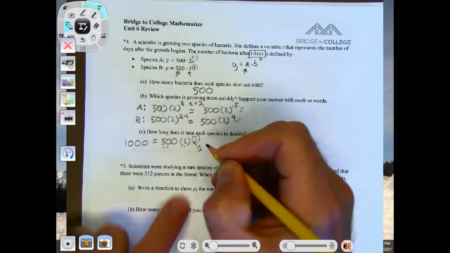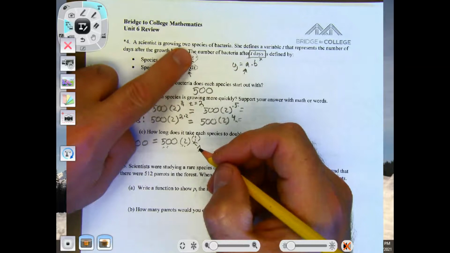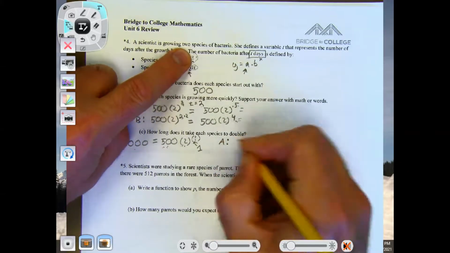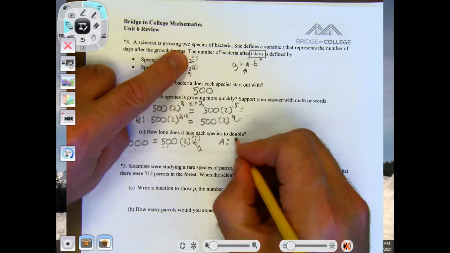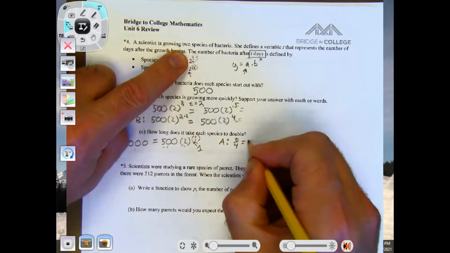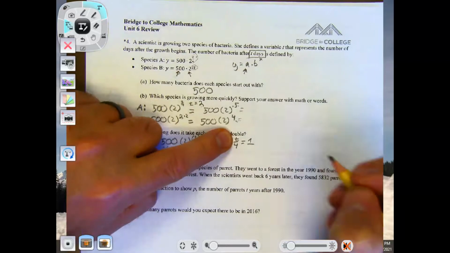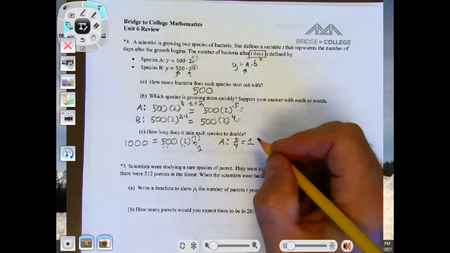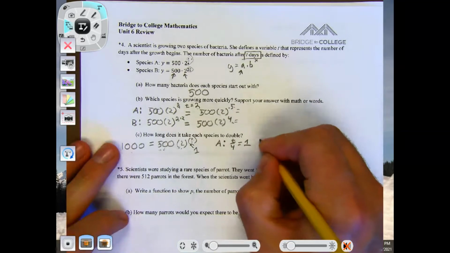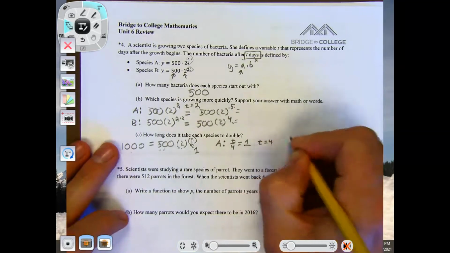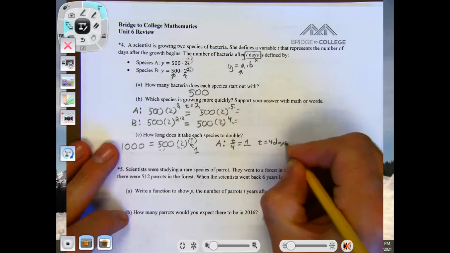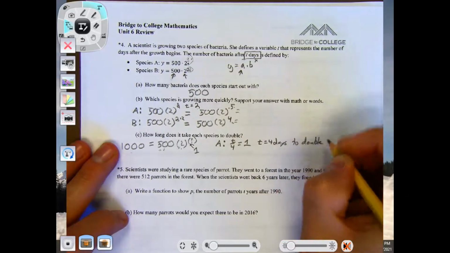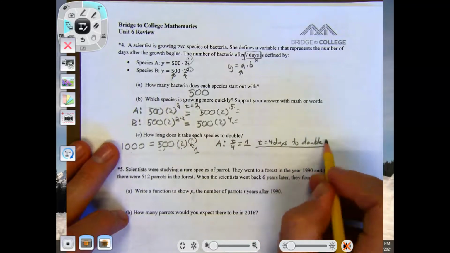So whatever this fraction turns out to be, this fraction needs to equal 1. So the question is, for species A, how do I get this fraction, t over 4, to equal 1? What number do I have to plug in here for t to make this equal 1? And the answer is 4. 4 divided by 4 is 1. So in this case, t equals 4, that's 4 days to double. So that's for A.